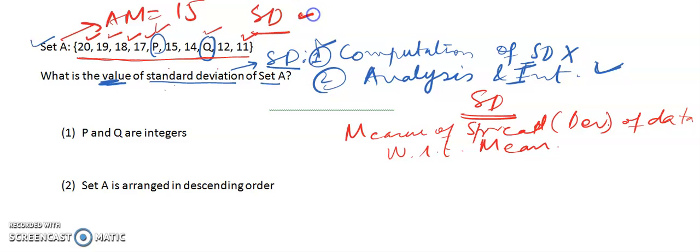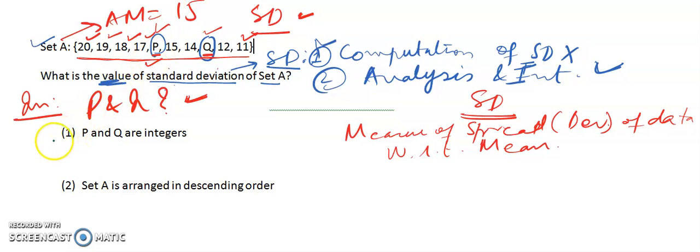So in short, if we want to find out SD, we must know the values of P and Q. So basically the question is revised to: what are the values of P and Q? Once P and Q are known, our problem is over, because everything is known and we can find the value. With this understanding, let's switch to the statements.